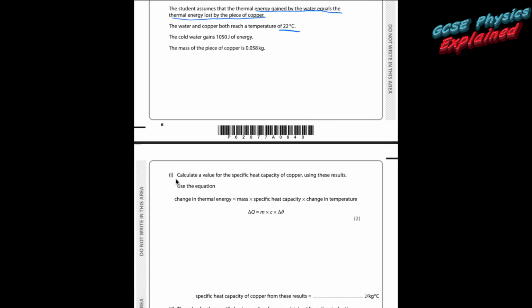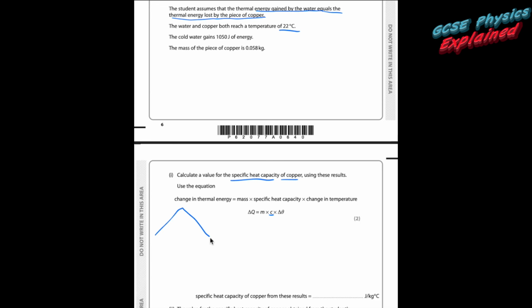Question 1, or Part 1. Calculate a value for the specific heat capacity of copper using these results. Use the equation: change in thermal energy equals mass times specific heat capacity times change in temperature. Now we need to rearrange that to get the specific heat capacity, which is C.